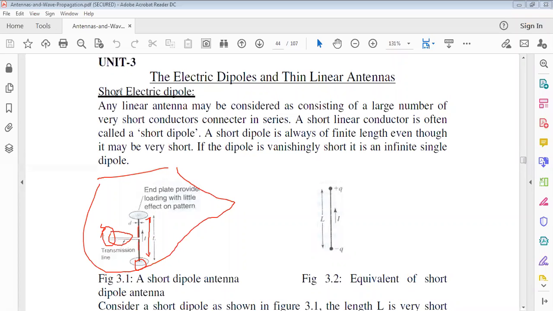Here, short electric dipole means the end to end distance is always very much less than lambda by 2. Here end to end is considered as a distance L. This is the current I passing through the short dipole. Here small d is the diameter of that piece of wire, which also plays a key role. Small d is the diameter of that piece of wire or dipole.